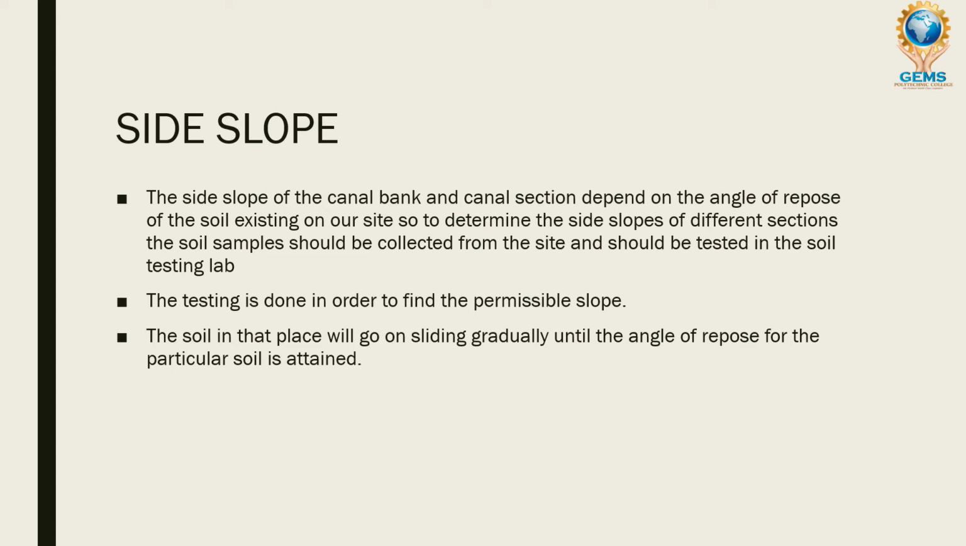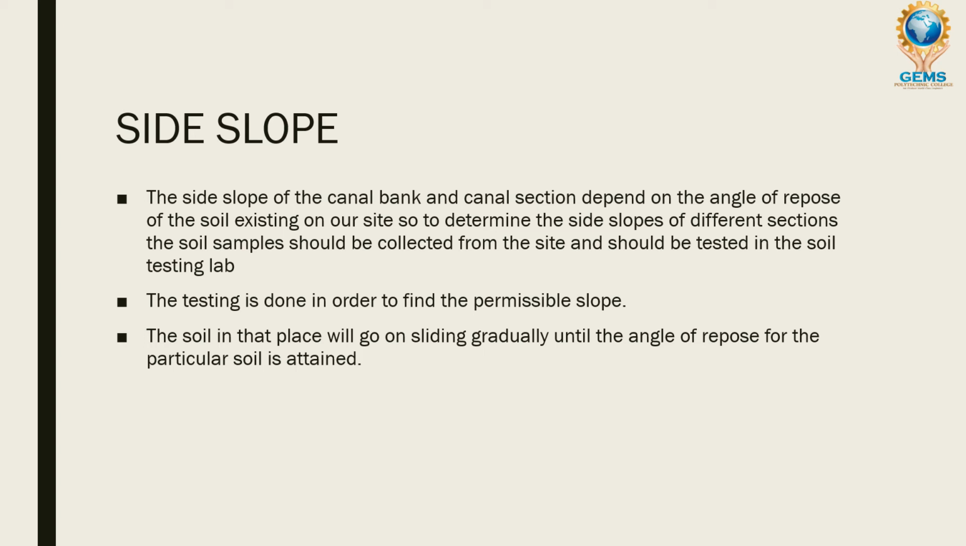You design based on that, so to provide the side slope you are going to determine the angle of repose of the soil. While deciding this, you test the soil in the testing lab. The second point is that the testing is done to find the permissible slope, as I mentioned in the first point. You first find the permissible slope, whether 60 degrees or 45 degrees. These degrees are based on the site conditions and the type of soil present at that site. Kindly keep this in mind.